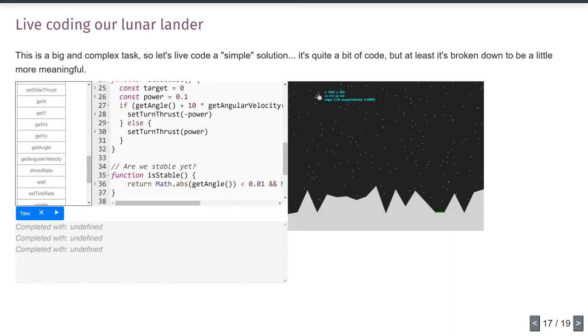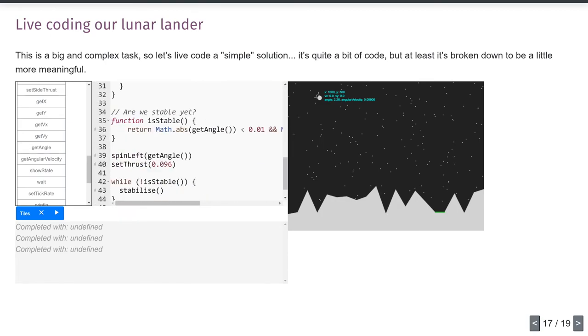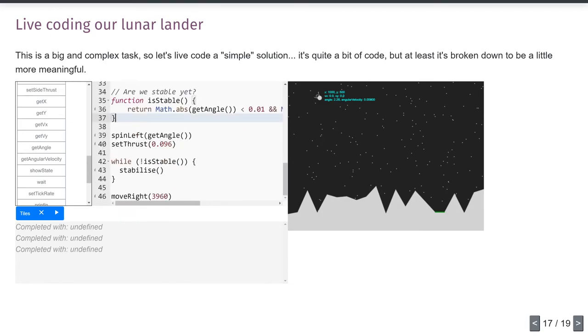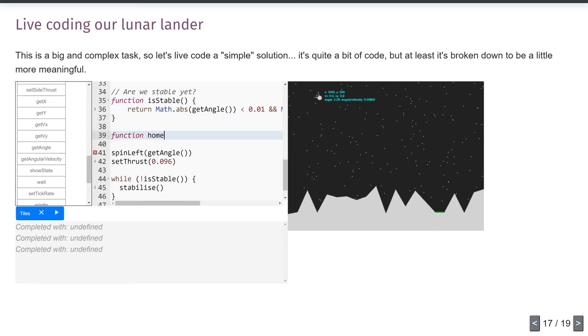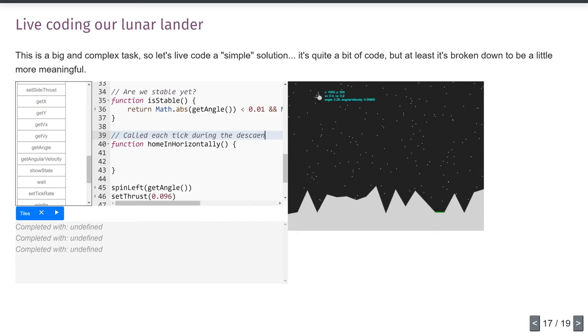So now let me start writing our home in functions. Function homeInHorizontally. And this is going to get called each tick during the descent to try to line up with the pad. Okay, and what did we say we wanted to do? We said that we've got some target. Well, let's just pass target in as a parameter.